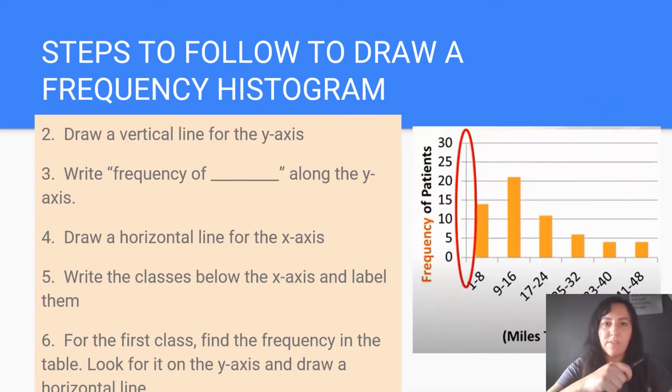Going off of the previous slide, that was the first step to drawing a frequency histogram: drawing a frequency table, or making your raw table, which is pretty much your raw data. Now we're on to the next step, drawing your actual frequency histogram. The next step is to draw a vertical line for your y-axis. This is the y-axis, the line that goes up and down, that vertical line right there. That's your y.